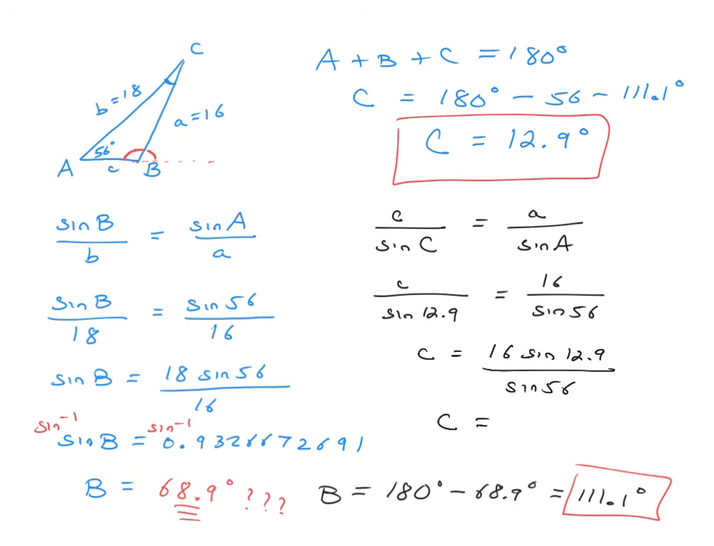I'm just going to type that into my calculator. 16 times sine of 12.9 divided by sine of 56. Okay, I got c is 4.3. Yeah, these values are different, which is good. I mean, it's a completely different triangle. The values you get should match up what you see in your picture.